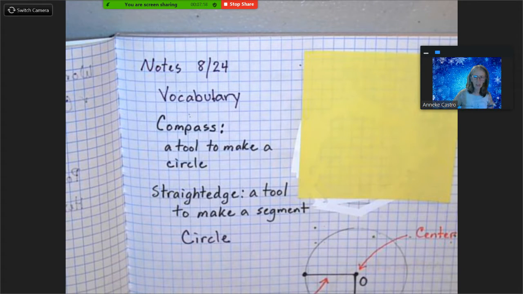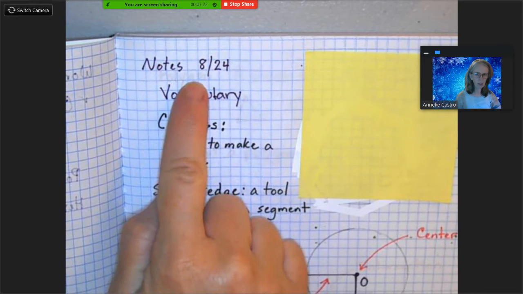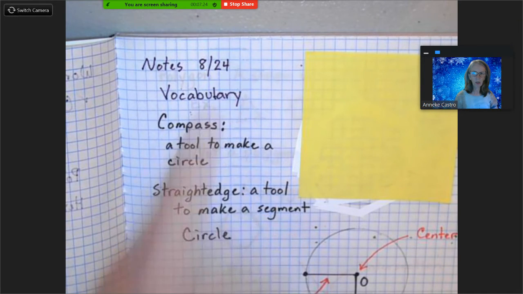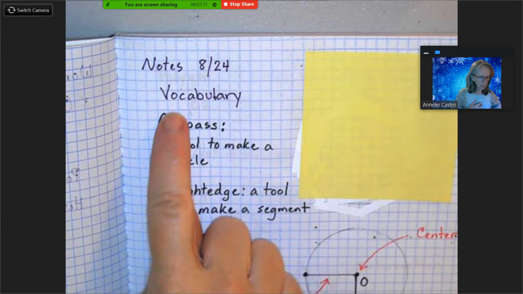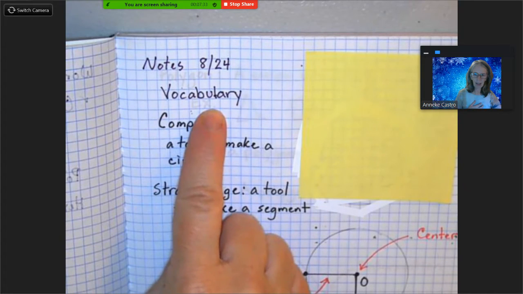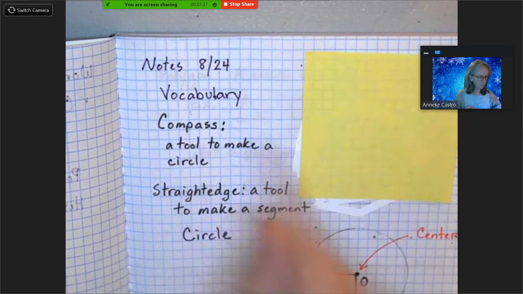Okay, geometry students, here are our notes from today, August 24th. You should have these completed by August 26th. We're going to look at some vocabulary that came up in the assignment in Desmos.